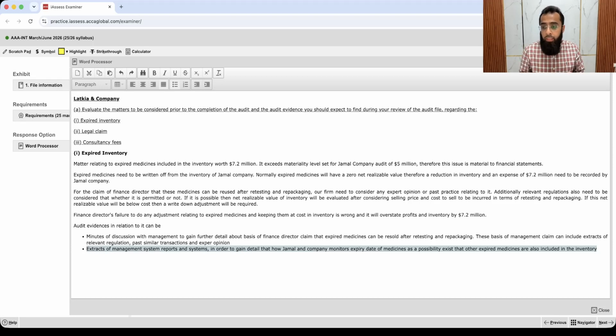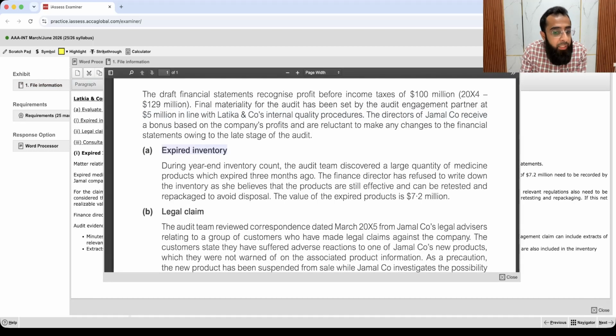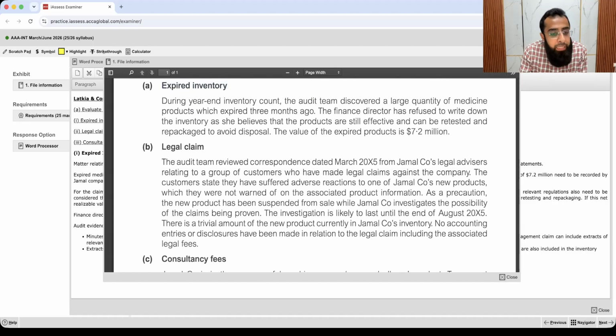Okay, the finance director is saying there will be repackaging and retesting. Okay, tell me what will be the cost. Show us the expert opinion report. Or maybe we can have detailed inventory records as an evidence to ensure that there is no other expired inventory included in their inventory records. Okay, so matters to consider and the audit evidences relating to the inventory. Okay, coming back to the scenario, I believe this part was a very easy one and a very routine requirement. Now, the legal claim.